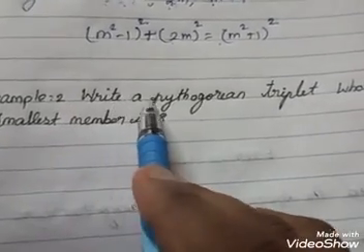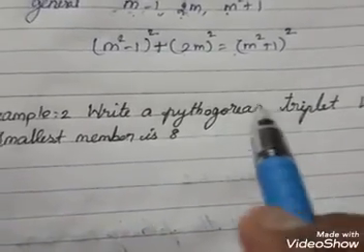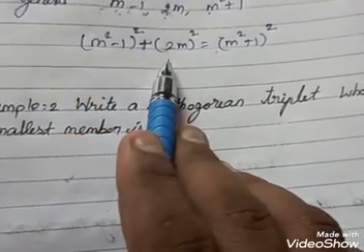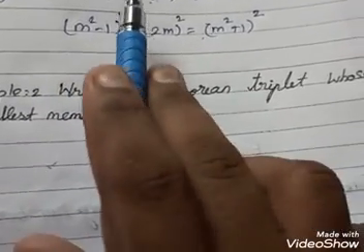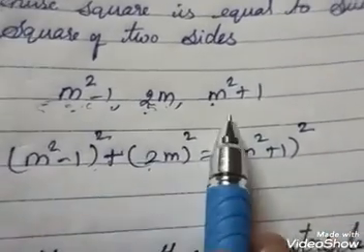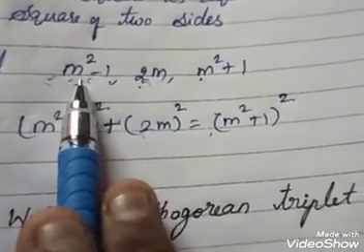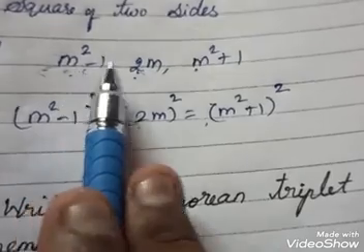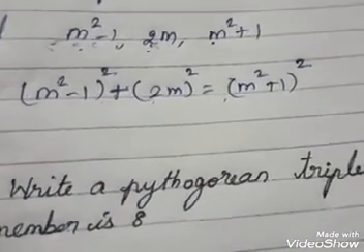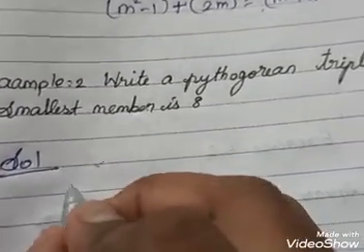Example number 2: write a Pythagorean triplet whose smallest member is 8. The smallest member may be m square minus 1 or 2m, as I already told in these two. This one is the largest member. In these two, suppose m square minus 1 is smaller, then 2m is greater. Otherwise 2m is smaller and m square minus 1 is greater. So first I take the solution in general form.